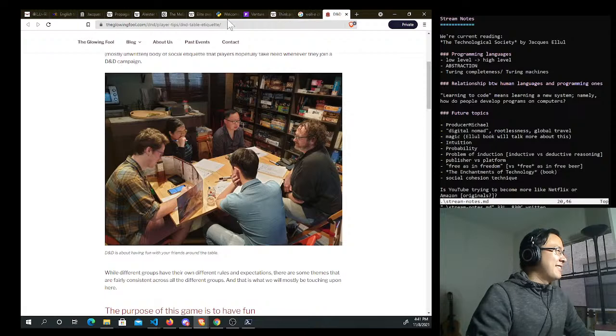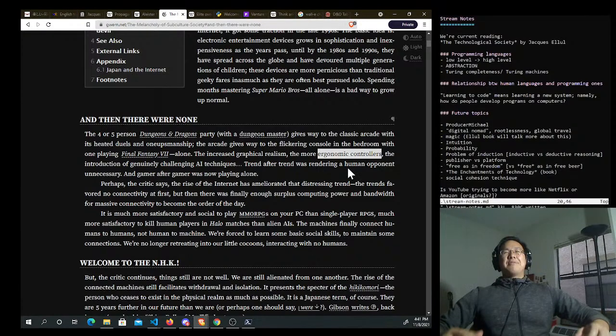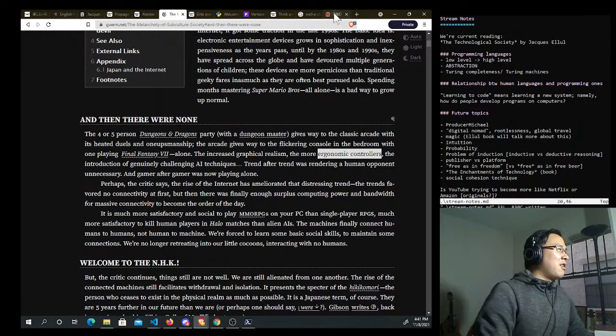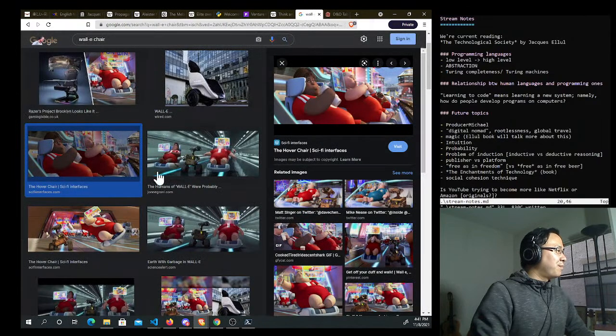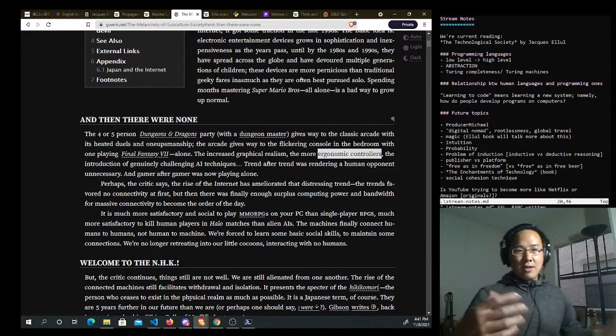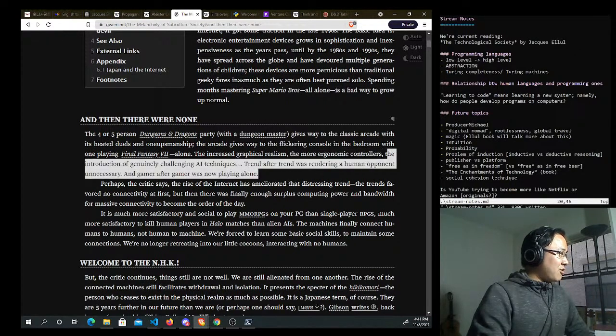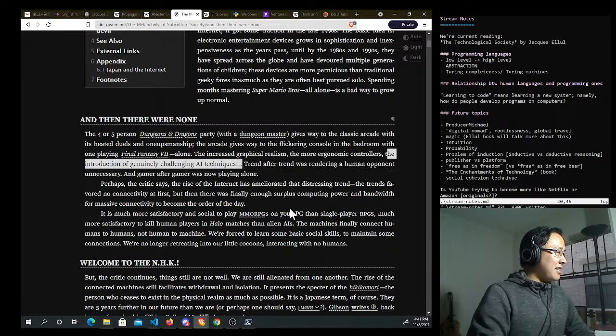So let's go back to this essay we were looking at. Ergonomic, I think, represents just comfort, being able to do the same thing for a long time, staying in the same position, like the Wall-E chairs. But the 4 to 5 person Dungeons and Dragons experience is quite different. It'll involve a lot of people maybe rubbing shoulders, being uncomfortable with one another. So these other things mentioned, the introduction of genuinely challenging AI techniques.